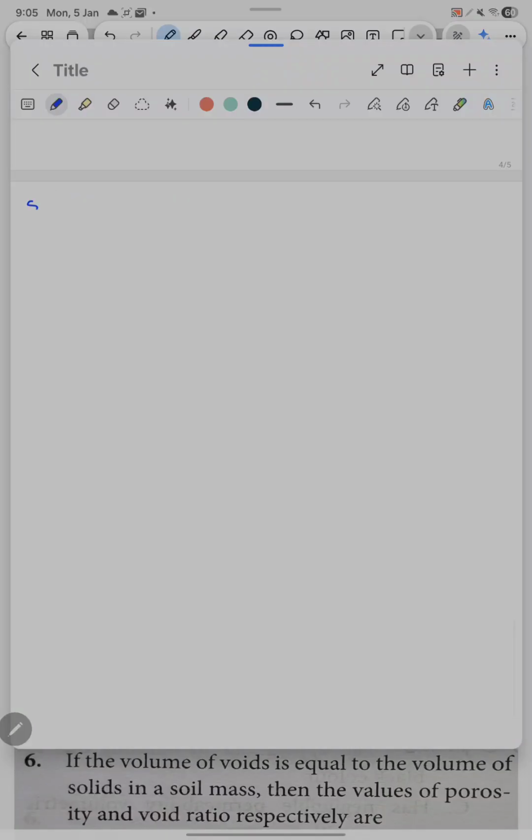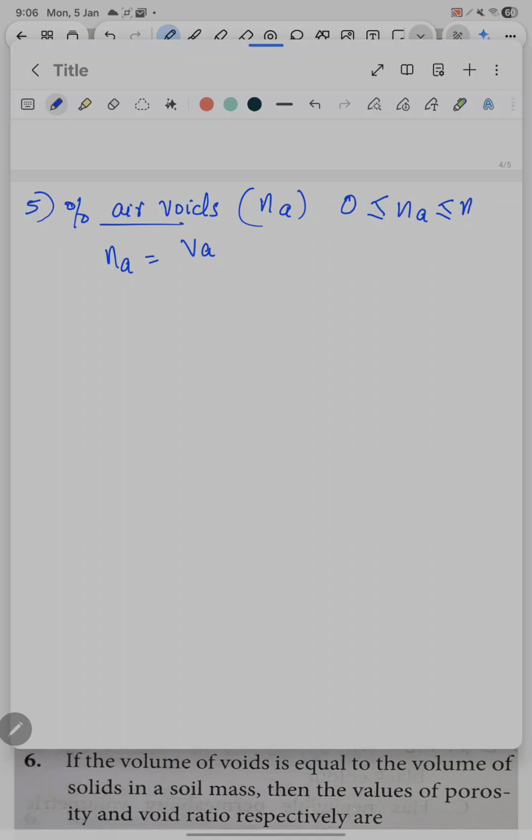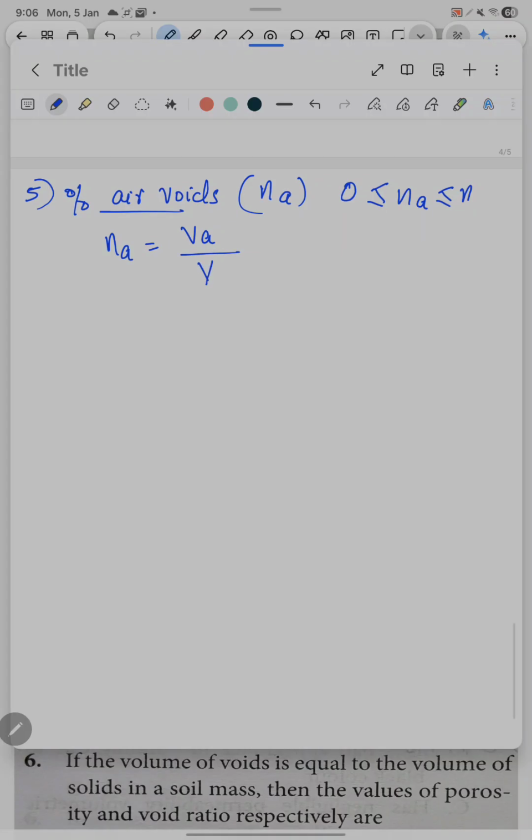Next term we are going to study is percentage air voids, Na. Here its value range is 0 less than or equal to Na less than or equal to n, not 1. 0 less than or equal to Na less than or equal to n. So what is percentage air voids? Percentage air voids means volume of air. It is the ratio of volume of air to total volume.